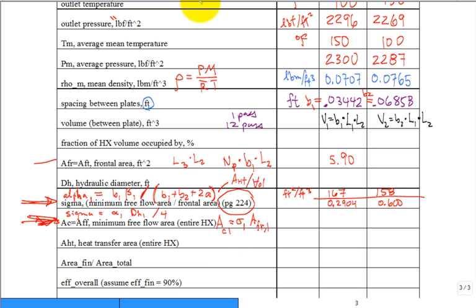So what do we get for the minimum free flow area? What do you get? It's sigma times the frontal area, correct? Yes. So I got 1.713, and that's in foot squared. 1.713. So many of these little calculations.